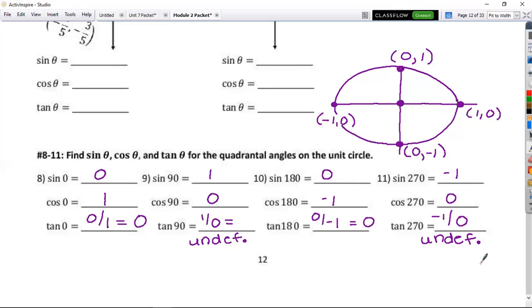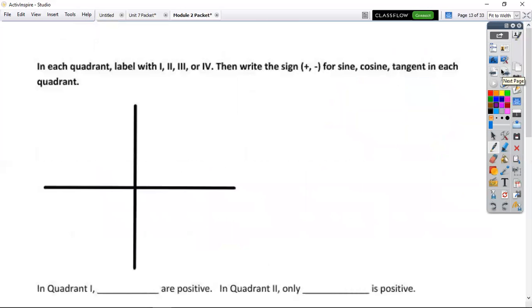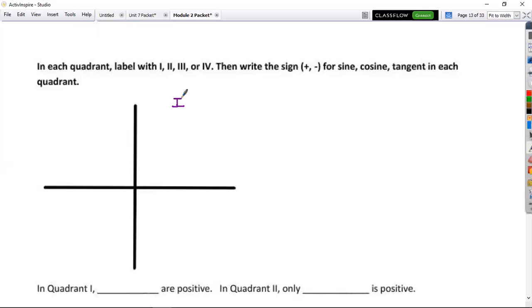Okay. So moving into your ASTC, again, adding a couple more pieces into the mix here. So first you're going to label all your quadrants again, just in case. So they go 1, 2, 3, and 4. And does anyone remember from yesterday which trig functions are positive in the first quadrant? All of them. Excellent. They're all positive here. That means all 6, sine, cos, and tan, and their reciprocals.